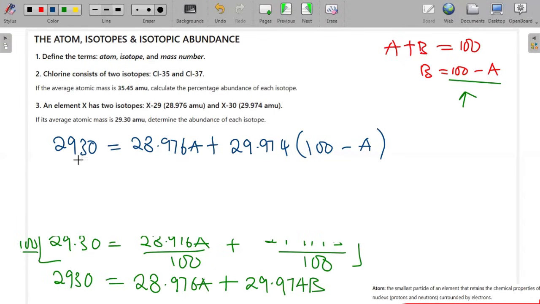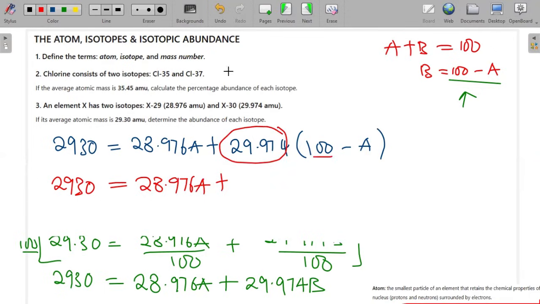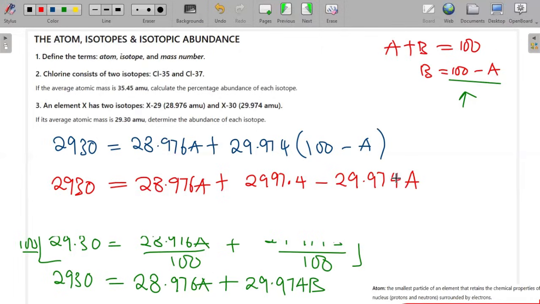Oh, all right. So on my left, I still have 2930 is equal to 28.976A plus this number multiplied by 100. That will just give me 2997.4, because multiplying by 100 is the same as moving the decimal place 2 times. Then minus this number multiplied by the A, so that would be 29.974A. So that is what we have there.